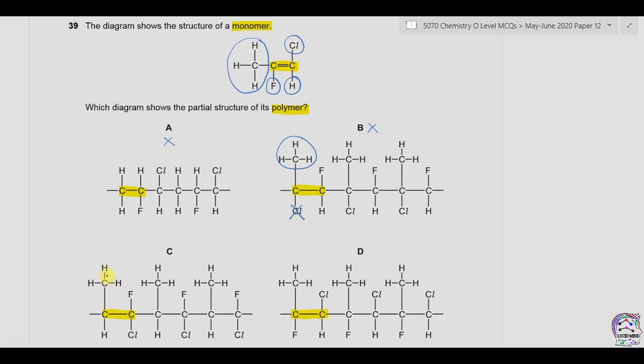In polymer C we can see CH3 is on the first carbon atom and with CH3 there is hydrogen. There must be fluorine. Again for D we can see with the first carbon atom there is CH3 and fluorine, and with the second carbon atom we have Cl and hydrogen. Now this is according to the monomer, and also this is repeated: CH3, F, Cl, H. So therefore correct option is D.